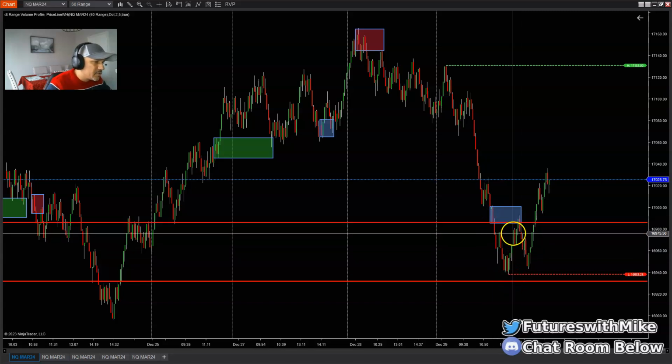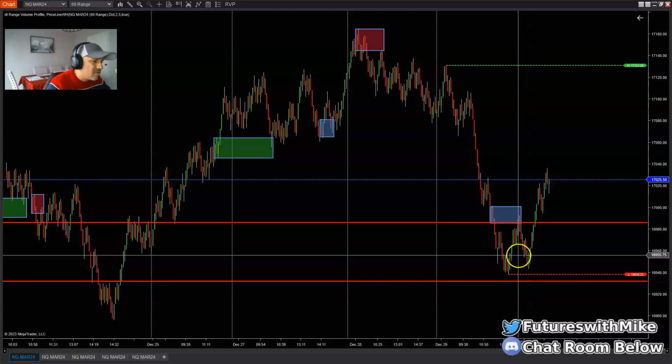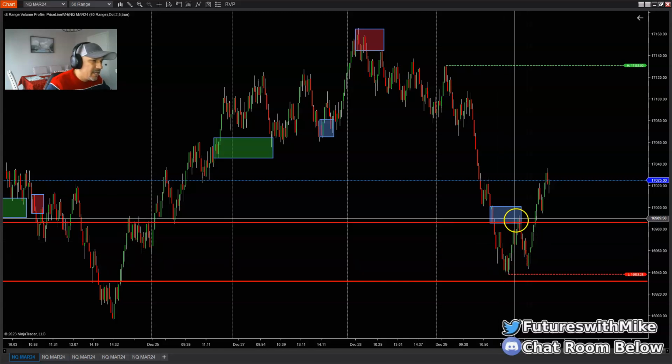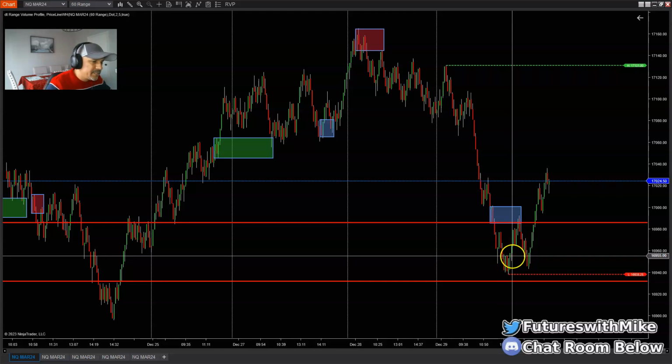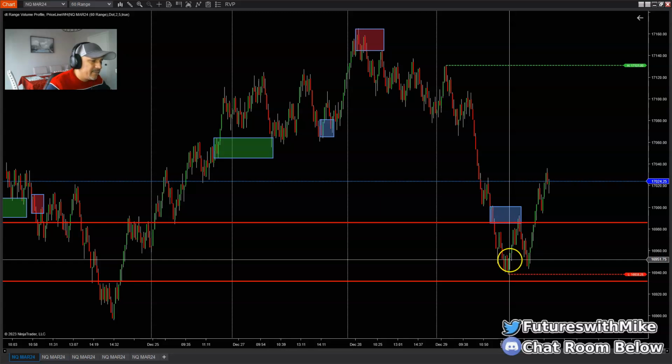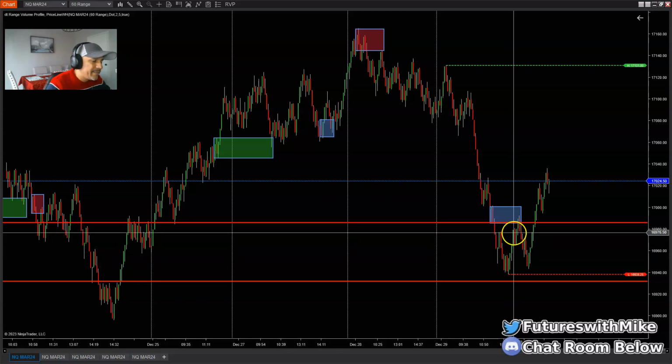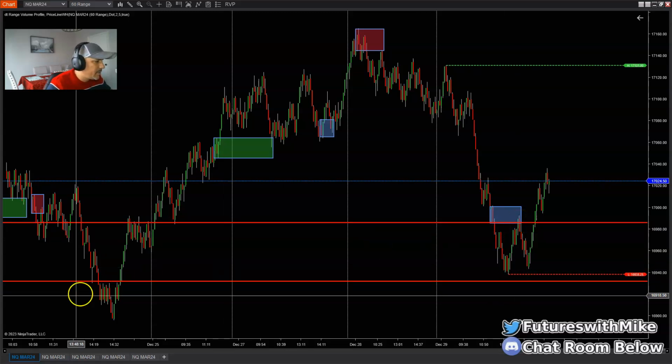So now that we retraced to the area of supply, I need to be mindful of this area down here, because even though this is supply, we have this area of demand below it. This area is low probability, but it's still an area of demand, because there was aggressive buying that came out of here that broke this area of structure to the upside. All right, so we tapped into that area of supply right there.